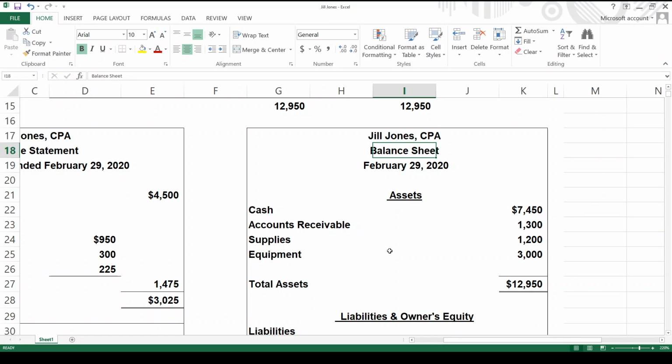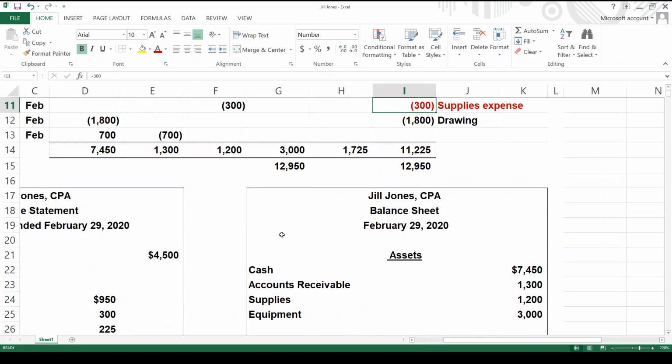So what we're going to do here is we're going to take the accounting equation, which we have over here, horizontal, and we're going to reflect these balances vertically: cash, accounts receivable, supplies, equipment. Just taking these balances here, right?